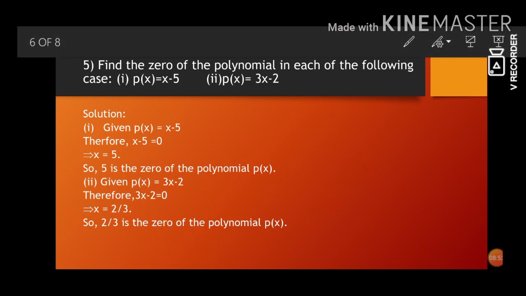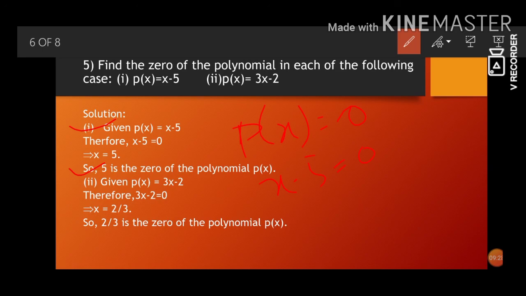Now question number 5. Find a zero of the polynomial in each of the following cases. To find a zero of the polynomial, we have to equate p(x) to 0. So the first subpart we have is p(x) = x − 5. We equate p(x) to 0, so x − 5 = 0, which implies x = 5. So 5 is the zero of the polynomial p(x).